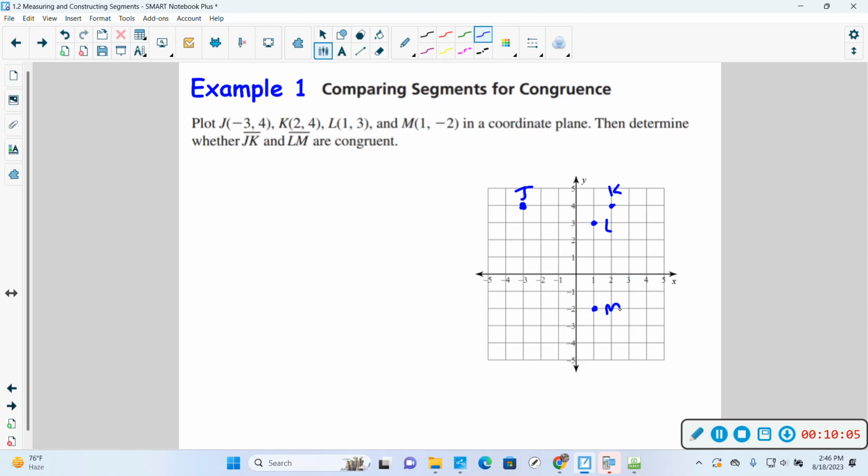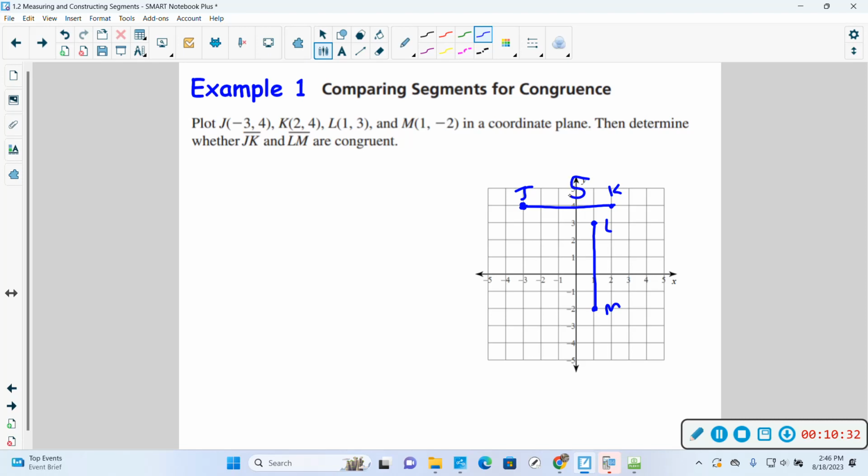All right. Then determine, is segment JK, draw in segment JK. Here I am constructing segments, and LM. Okay. We want to know if they're congruent. So all I'm going to do, I'm going to get crazy here, I'm going to count how many units I cover from J to K. 1, 2, 3, 4, 5. Okay, so that's 5 long.